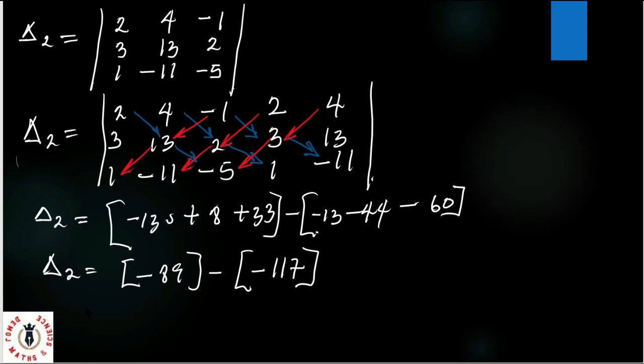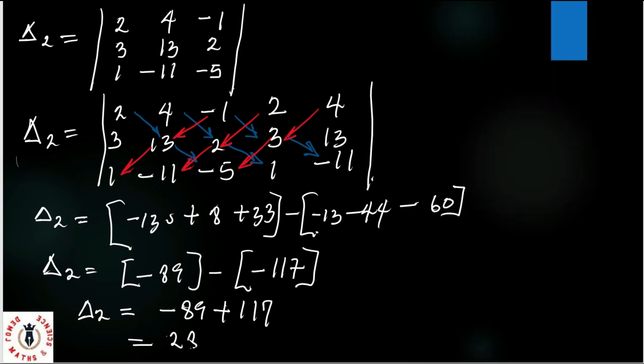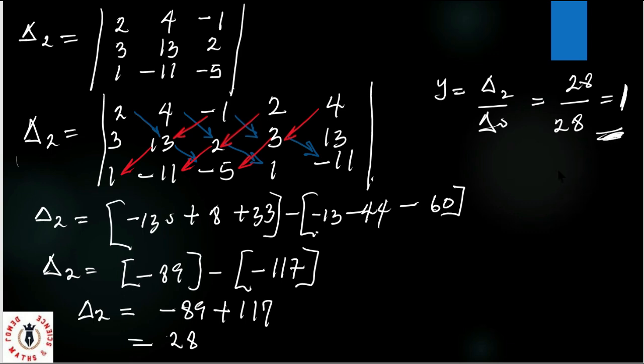So that delta 2 will be the same thing as minus 89 plus 117. We have negative 89 plus 117, that equals 28. So delta 2 also is 28. Now, if delta 2 is 28, obviously my y value will be the same thing as delta 2 over delta naught, which is 28 over 28, which equals 1. So my y value should be 1.